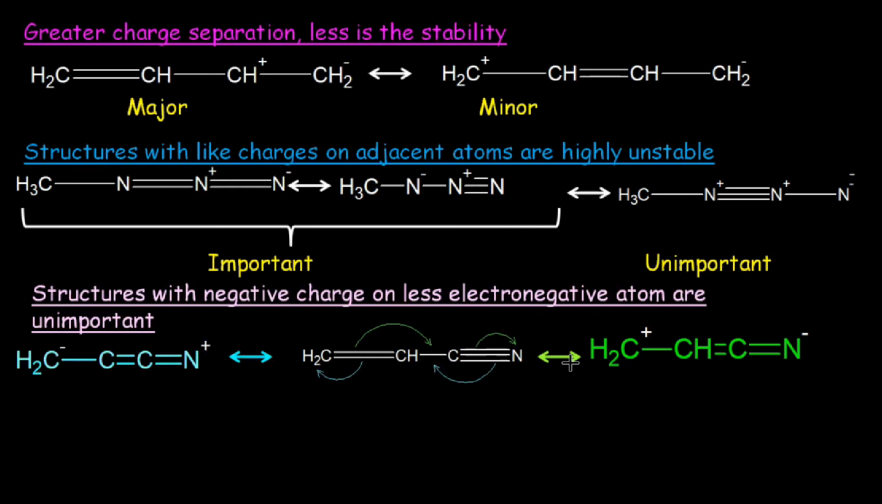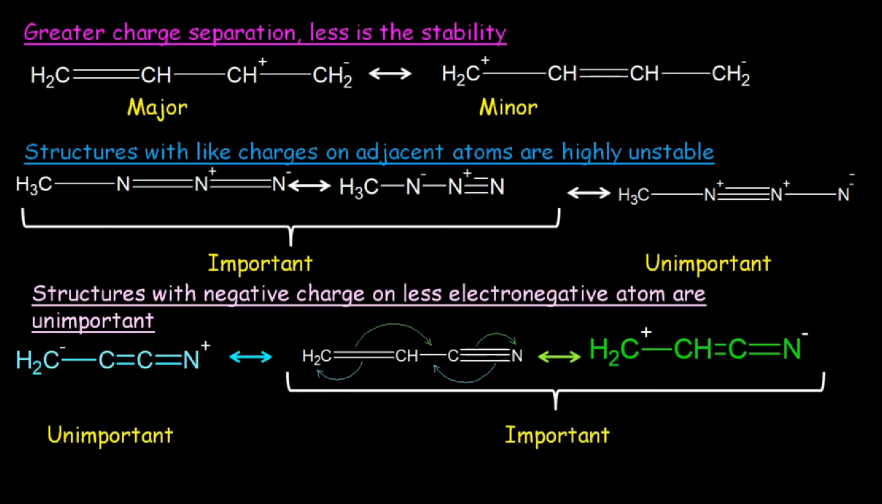Now this structure, where this triple bond breaks off and shifts between these two carbons and the double bond breaks off and carbon gets negative charge. Now carbon gets negative charge and nitrogen gets positive charge, while nitrogen is more electronegative than carbon. So this structure is less important and this structure is more important, because according to the rules of resonance, negative charge on a less electronegative atom makes the structure unimportant. So these two structures are important and the third structure is unimportant.